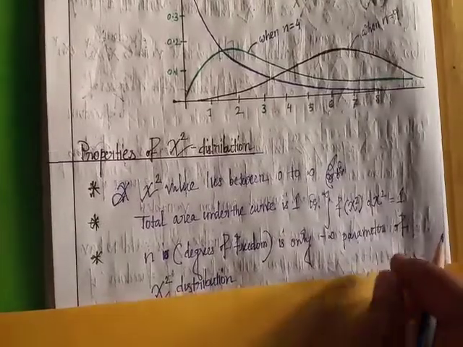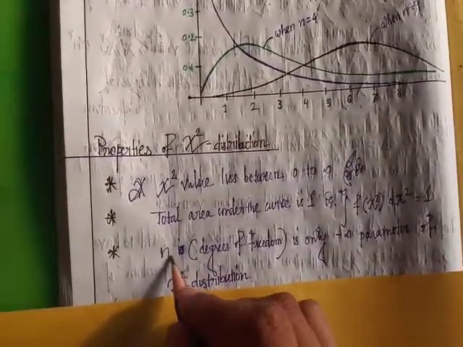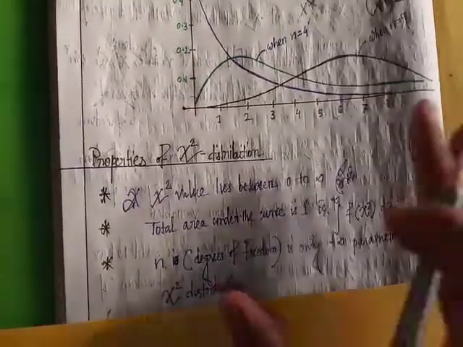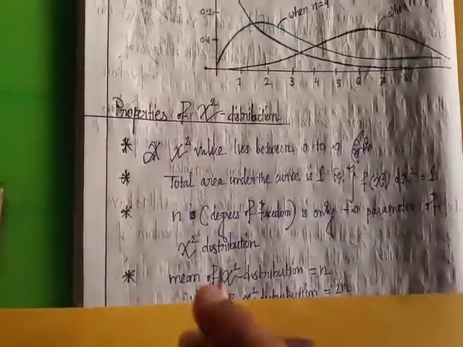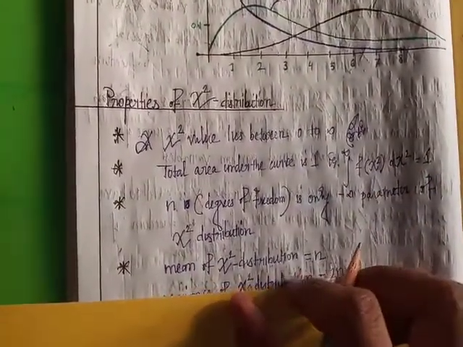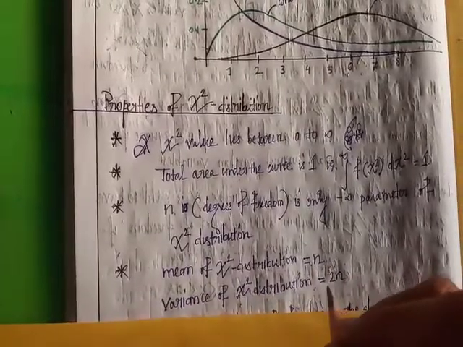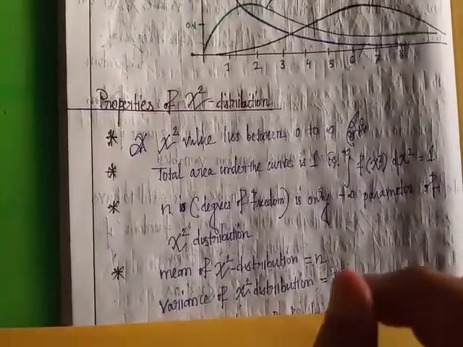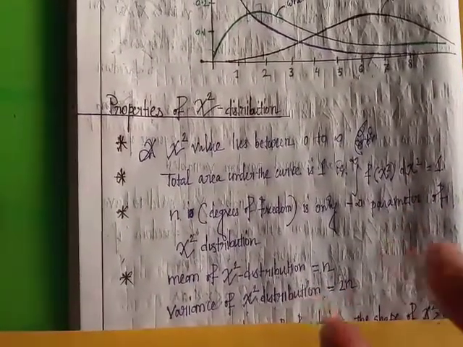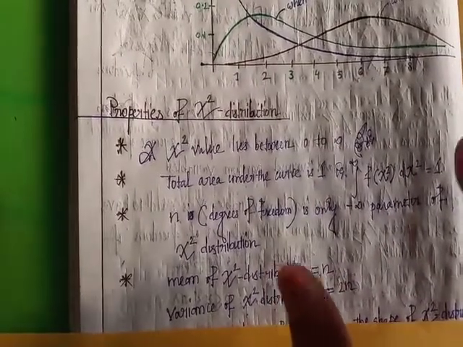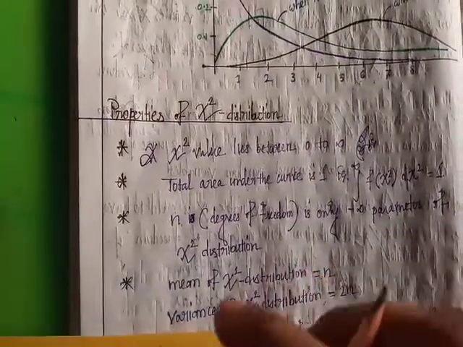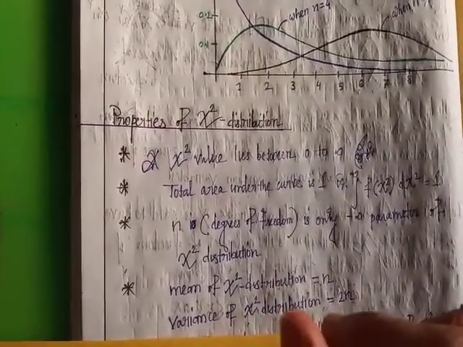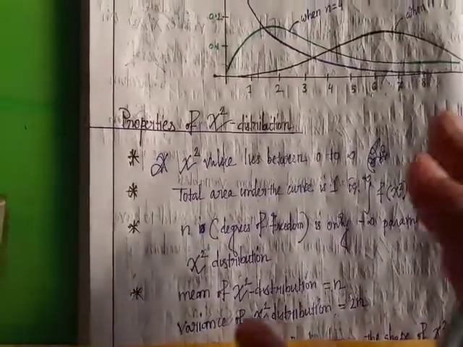n is the only parameter of the chi-square distribution. n means degrees of freedom. The next property is that the mean of the chi-square distribution equals n, and the variance equals 2n. So the mean equals the degrees of freedom, where n is the degrees of freedom, and the variance is 2 times the degrees of freedom, that is 2n.